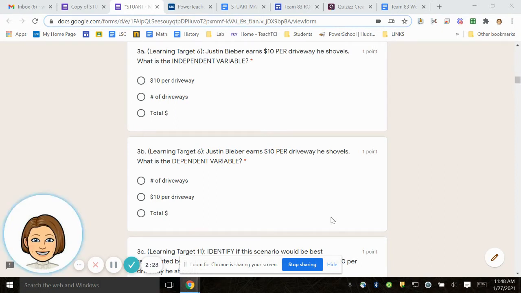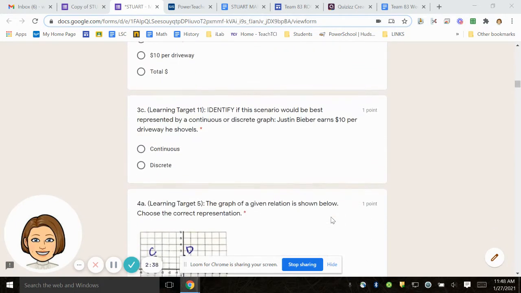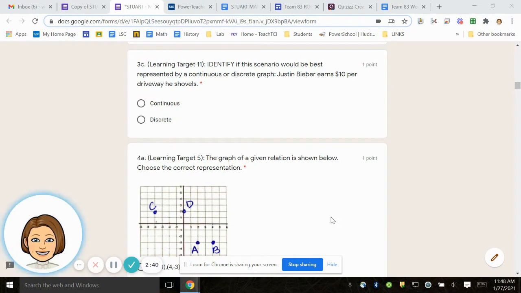3B, Justin Bieber earns $10 per driveway he shovels. What is the dependent variable? Number of driveways, $10 per driveway, or total money earned. 3C, identify if the scenario would be best represented by a continuous or discrete graph. Justin Bieber earns $10 per driveway he shovels. Continuous or discrete?